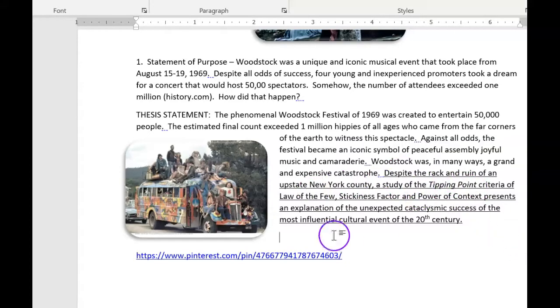Oh, gosh. The thesis statement needs to be able to stand alone and make perfect sense, and I don't have one single Woodstock 1969 here. Let me fix it. I'll be right back. Okay, I added it there. Despite the rack and ruin of an upstate New York county, a study of the tipping point criteria of law of the few, stickiness factor, and power of context presents an explanation of Woodstock, the unexpected cataclysmic success of the most influential cultural event of the 20th century. That is a long sentence, but I don't care. I'm done. Okay. There we go.